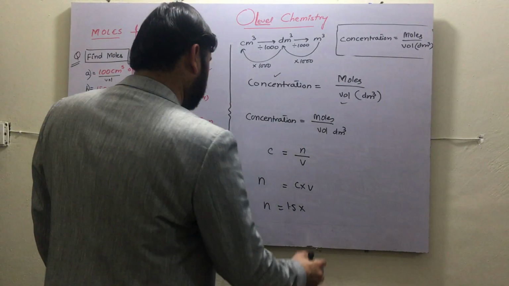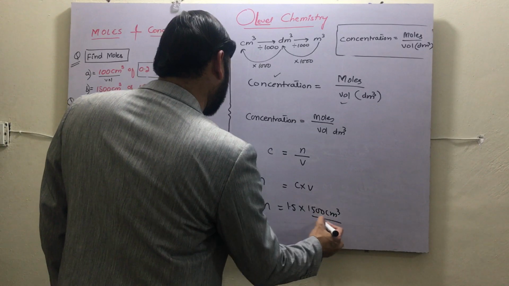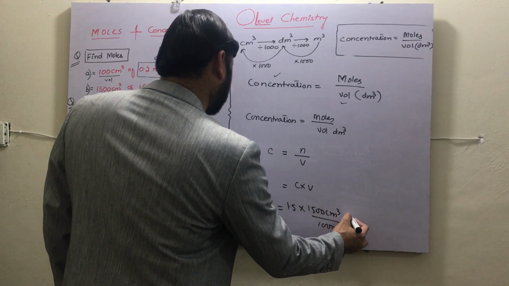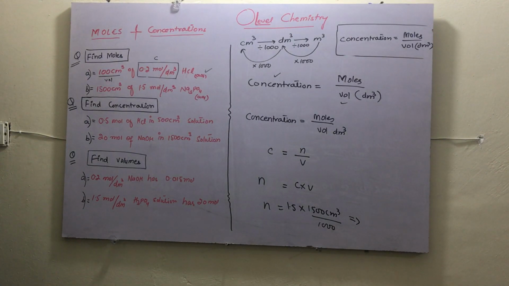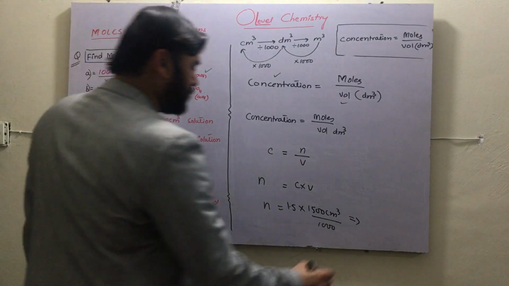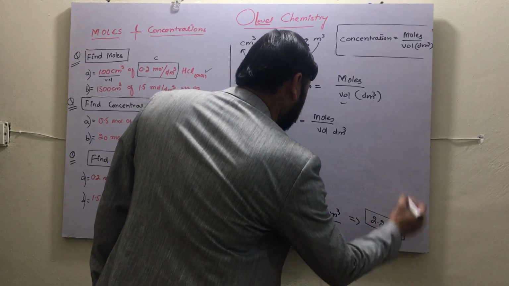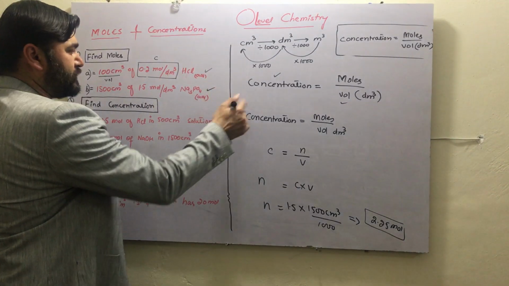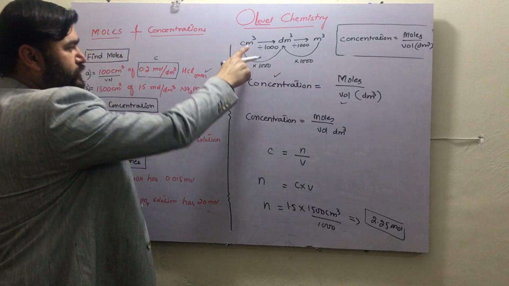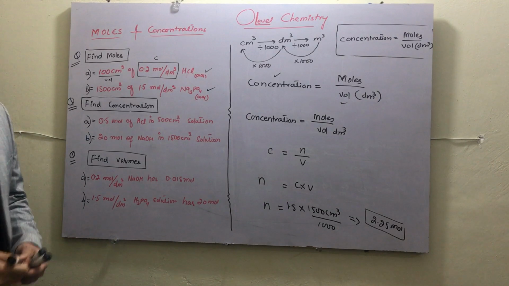So the answer will be 1500 cm cube divided by 1000. Whenever you find the answer, you will see 2.25 moles. 2.25 moles will be the answer of the same question. Very easy question. Just learn the formula and convert these things, and you will get the answer. Now find concentration. This is very easy.